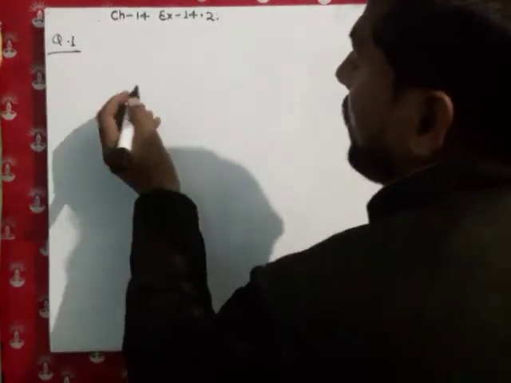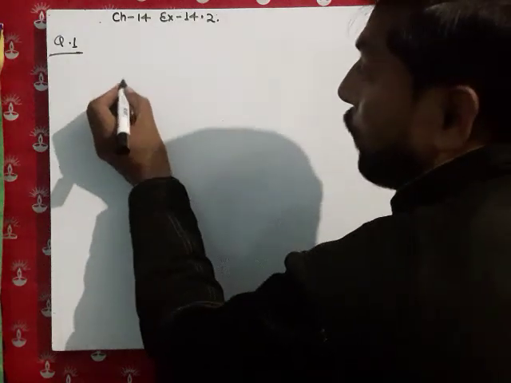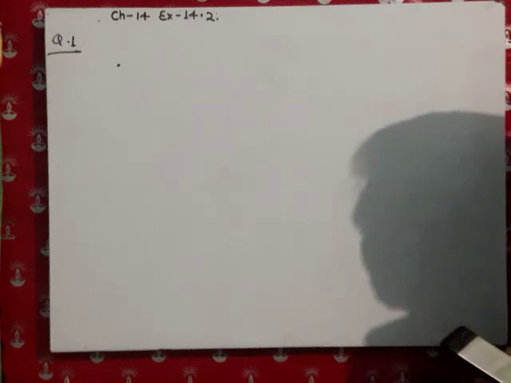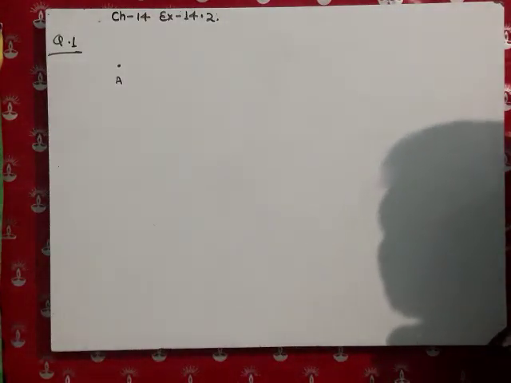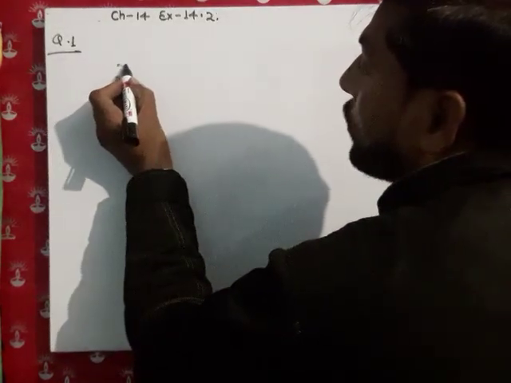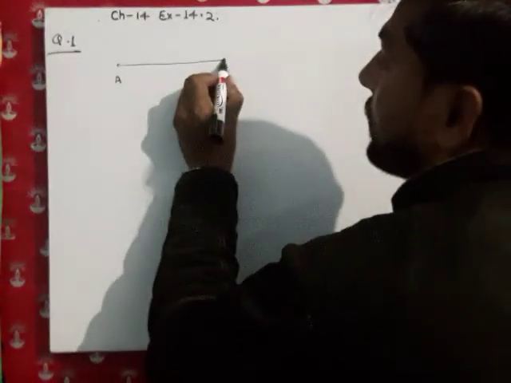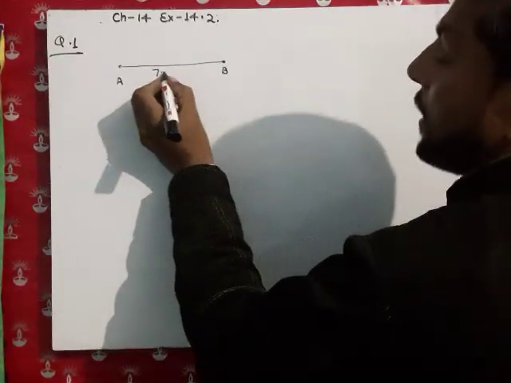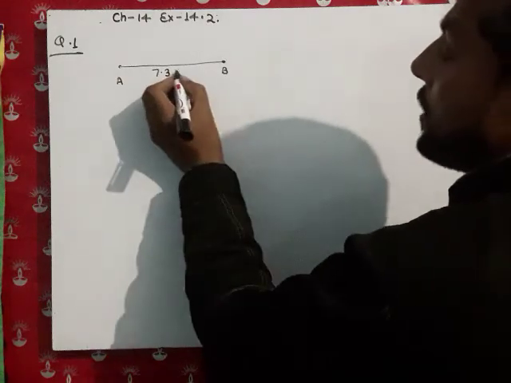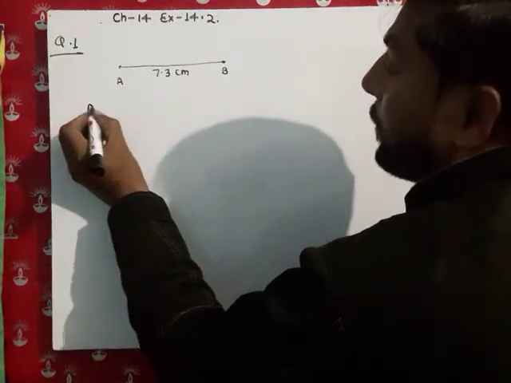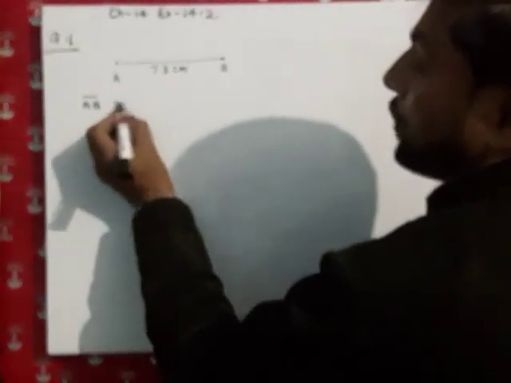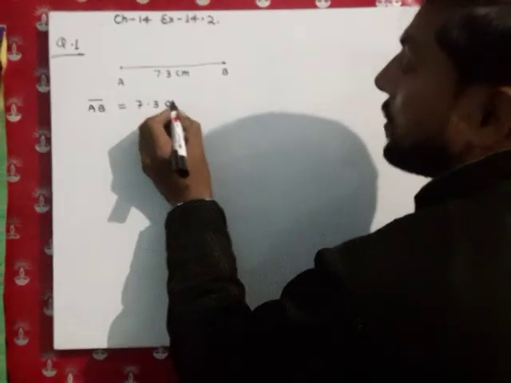So what you have to do, simply, first of all you have to take one point, that is called the 0 point, and we will take it as A. This point is A. Now, using the scale, you have to take the distance of 7.3 centimeters and mark it as B. Now this will be the line segment of 7.3 centimeters. So here is line segment AB. This is the symbol of the line segment, AB equals 7.3 centimeters.